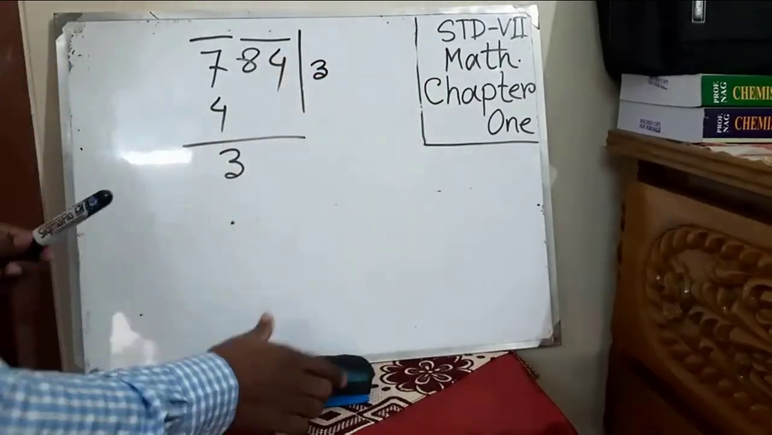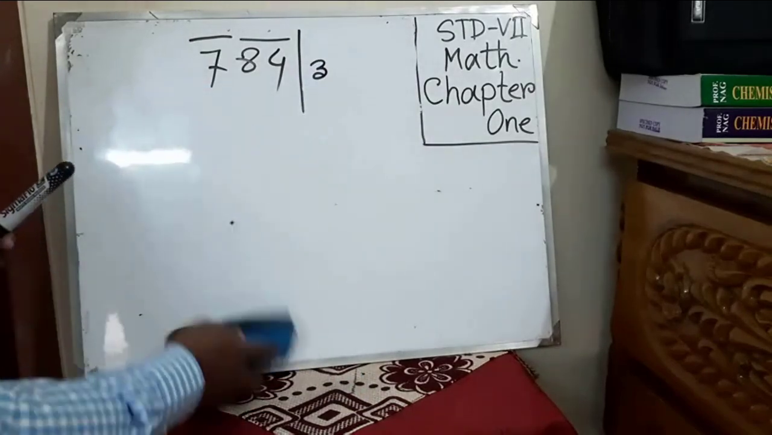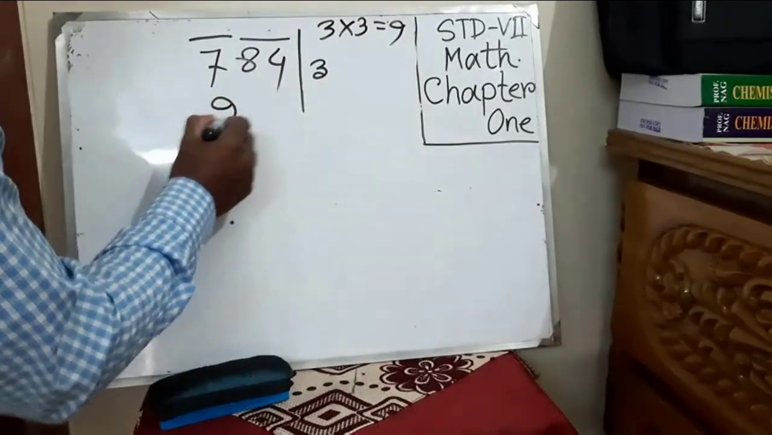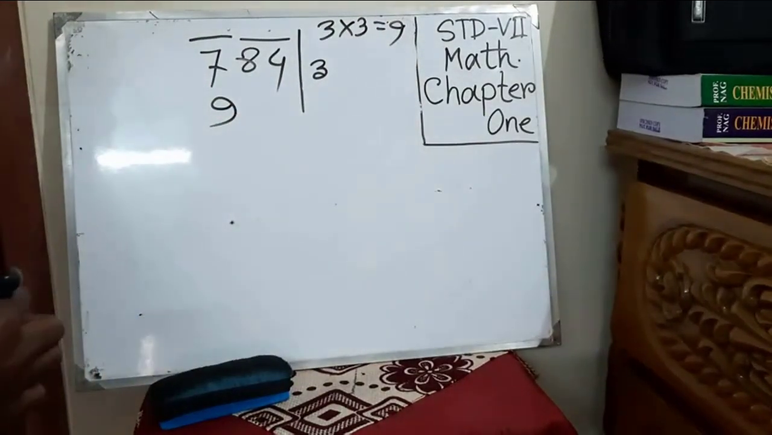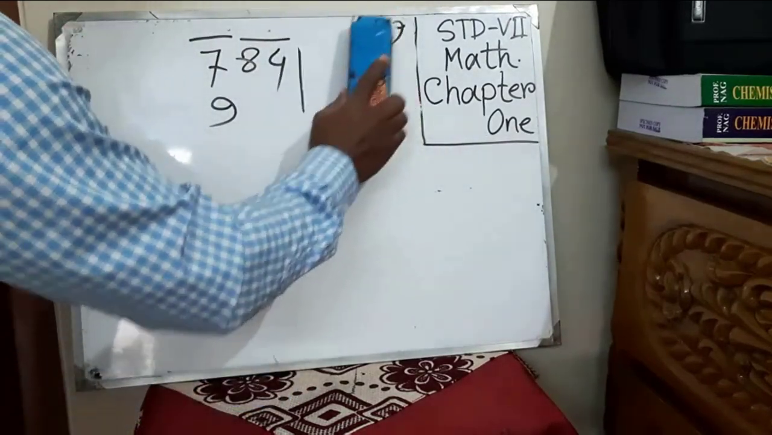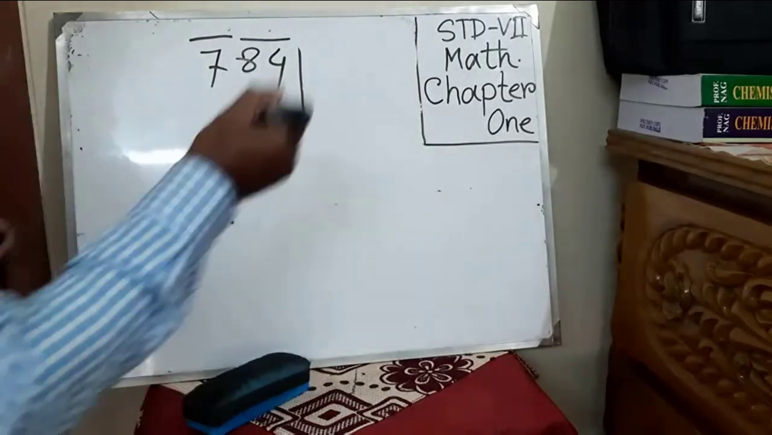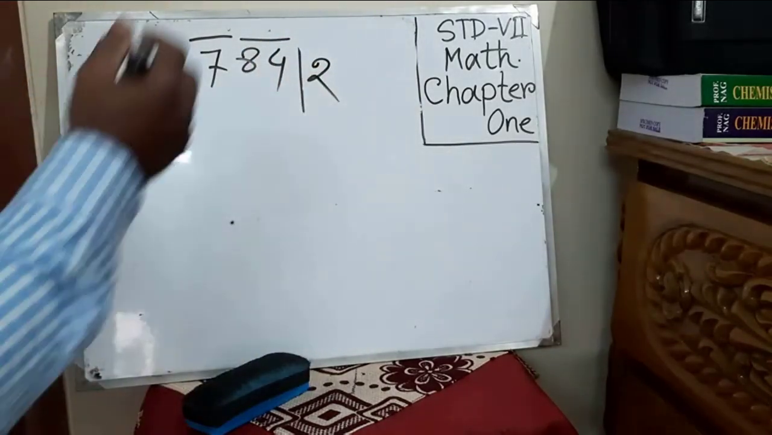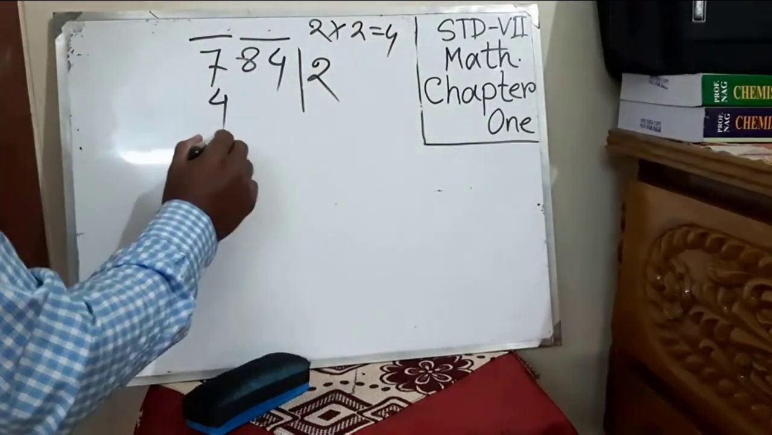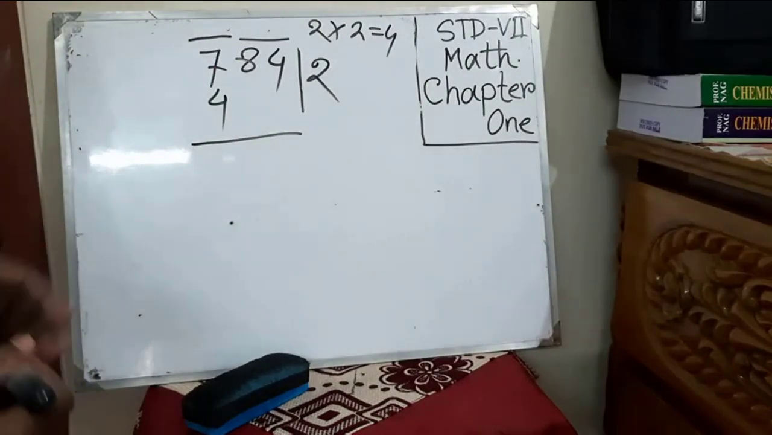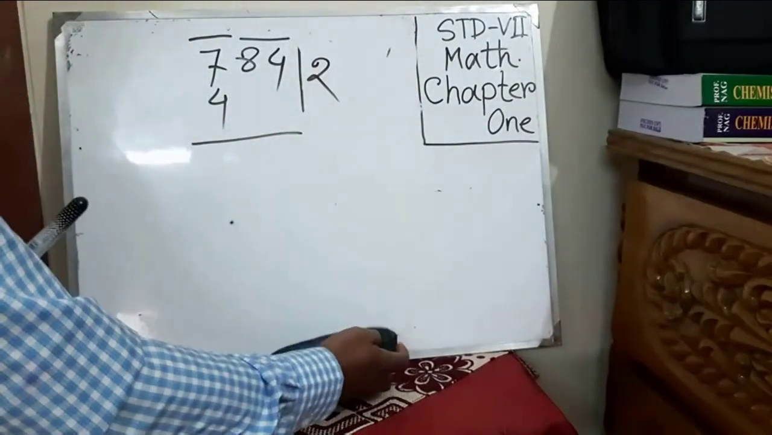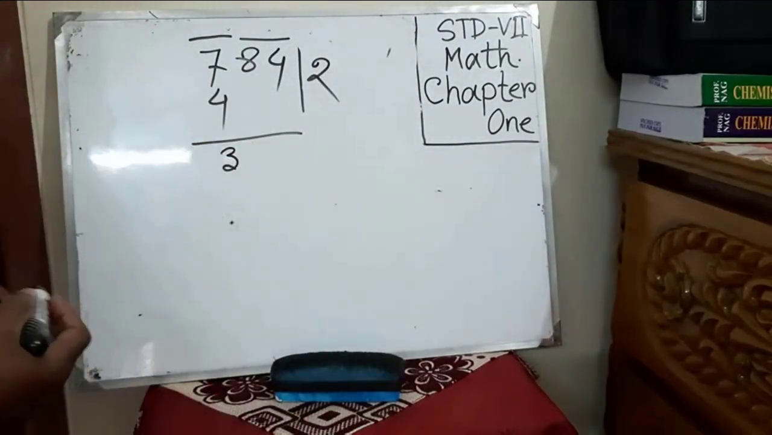Suppose this is 3. Okay, if I write 3 here, it will be 3 times 3, which is 9. You would write 9 here, but look, 7 is smaller than 9, so we can't write 3 here. So the perfect digit here will be 2. We know 2 times 2 is 4. We have written 4 here. The next step is you will subtract 4 from 7. If we subtract 4 from 7, we get 3.